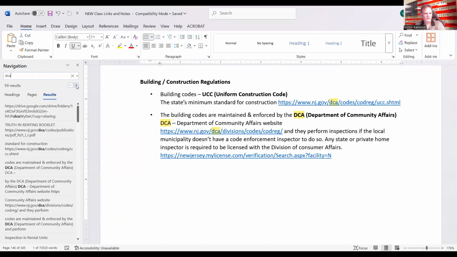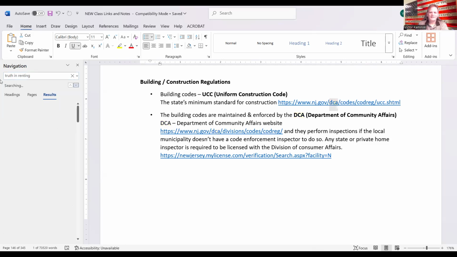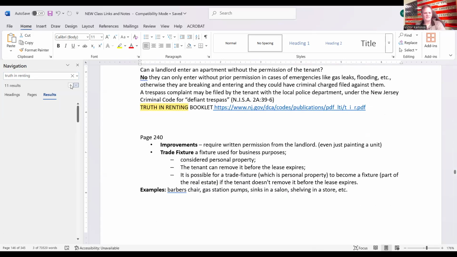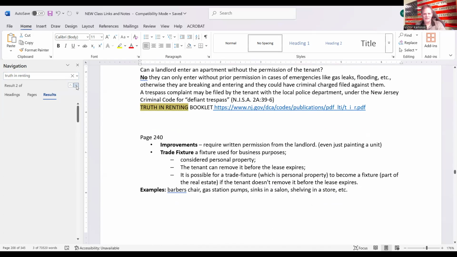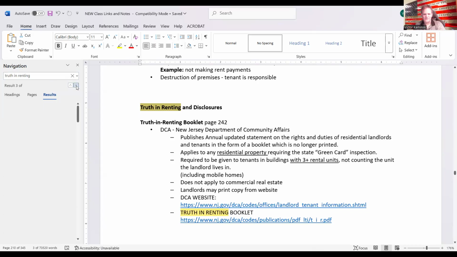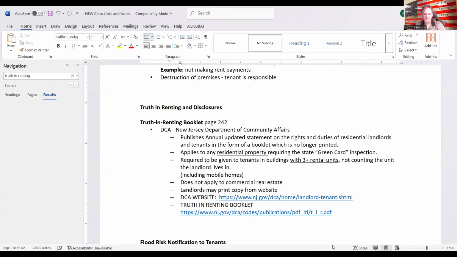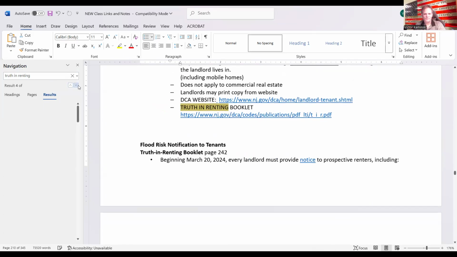Nope. Ooh, 59. I'm not going through 59 results. So let's look up Truth in Renting because it was right next to that. That's just the Truth in Renting booklet. We got 11 results here. That's okay. Here's the DCA website, tenant information. That has been changed. Boom. There we go. Updated. DCA website, landlord tenant, updated.